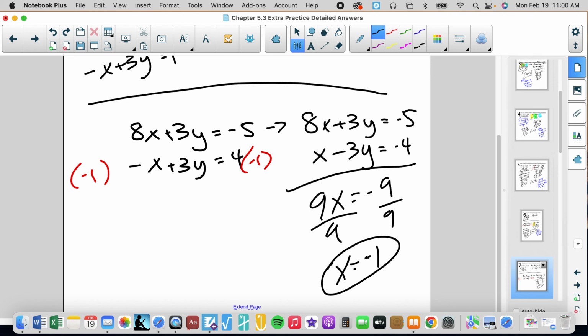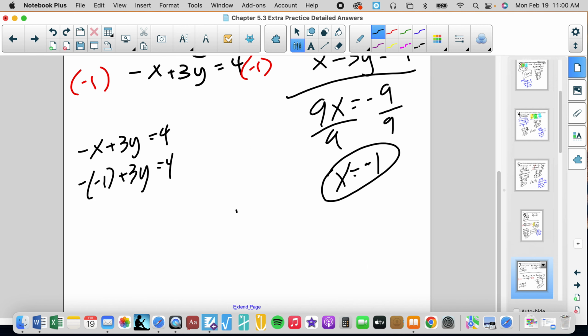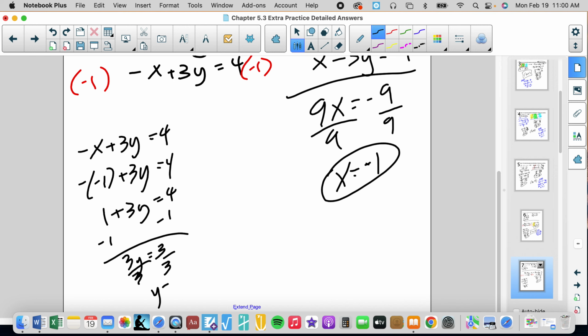I'm going to pick an equation. Let's pick the bottom one. -x plus 3y equals 4. Plug in the -1 for x. That's kind of tricky. Most students will make that mistake there. That's 1 plus 3y equals 4, minus 1, minus 1, 3y equals 3. Divide by 3, y equals 1. So I'm saying the solution is (-1, 1).